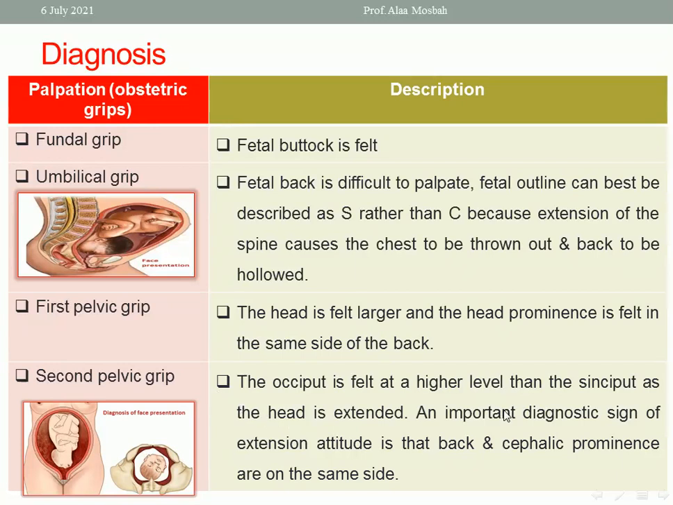First pelvic grip, the head is felt larger, and the head prominence is felt on the same side as the back. What about the second pelvic grip? Of course, the head is extended, so we expect the occiput to be higher than the sinciput. Okay? So we can diagnose that this head is extended during the second pelvic grip, which detects the fetal head attitude, because here the occiput is higher than the sinciput, so the head is extended.